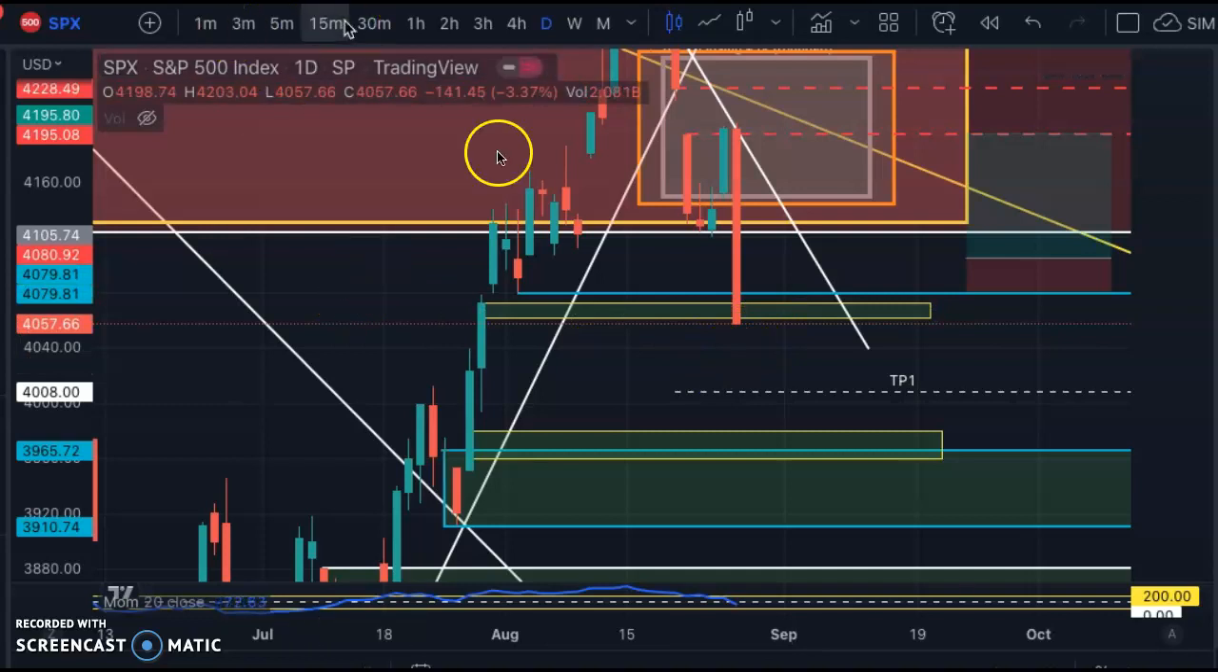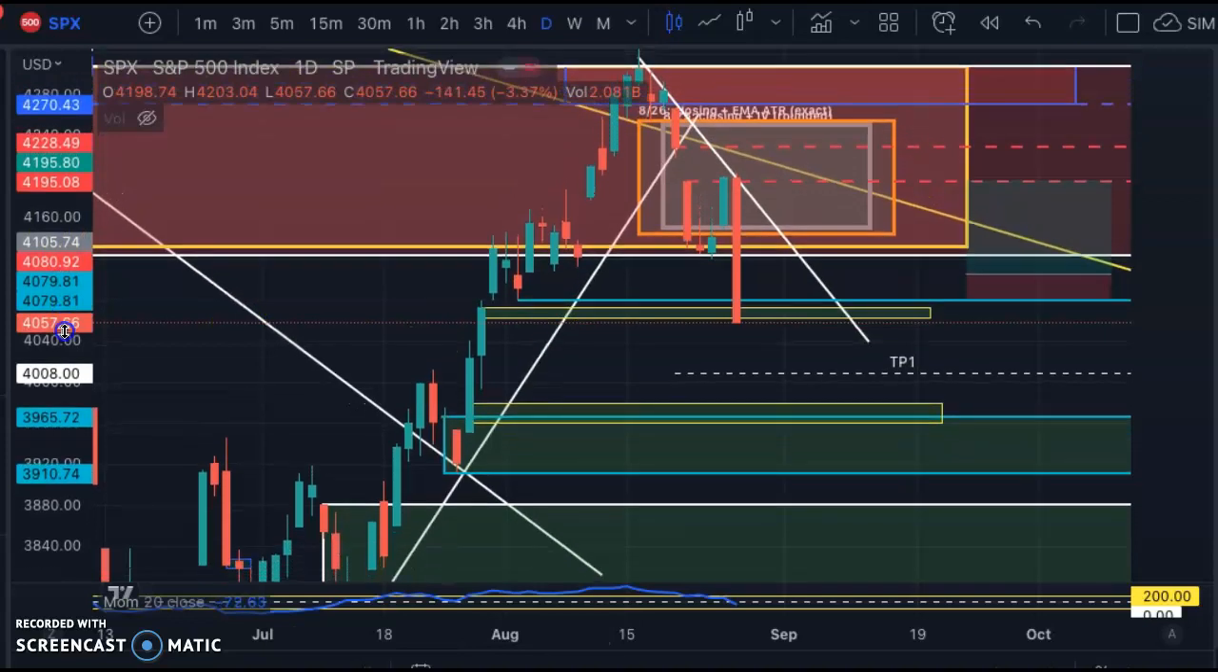I'm going to go down to a lower time frame and show you guys what it looked like when price pulled back. But before I do so, let me explain what's going on with these trend lines. This trend line here is acting as resistance. This trend line was acting as support, and as price broke through it, it started acting as resistance.